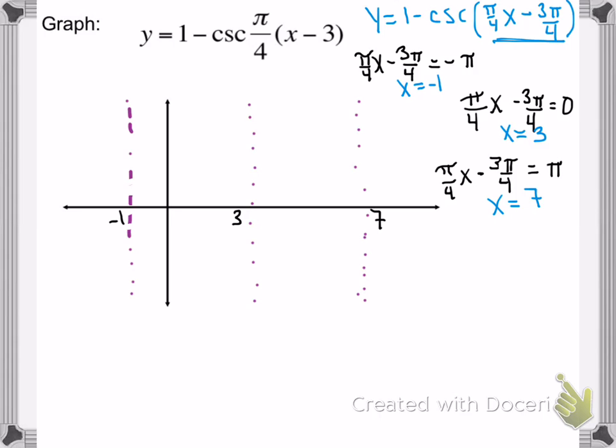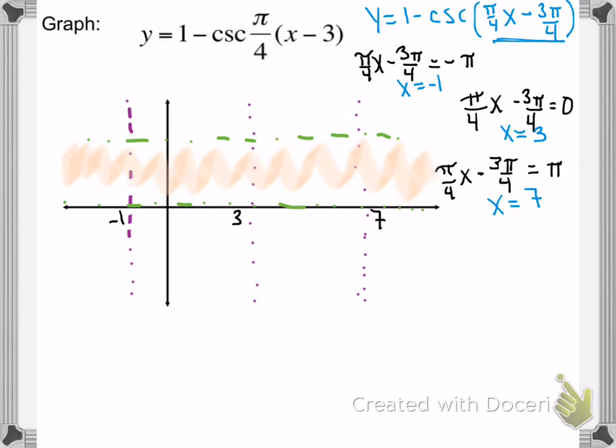Well, now they're going to occur at 2 and at 0 because I shifted each one of those horizontal asymptotes up 1 unit. Now, again, that means that in this region, my cosecant graph is not going to occur. So remember, we need to find our halfway points.